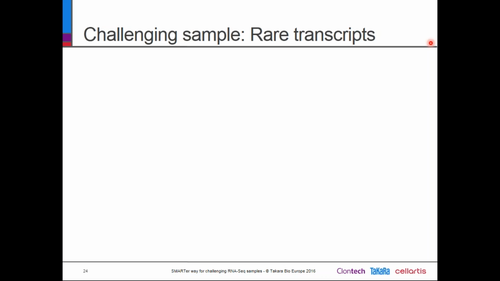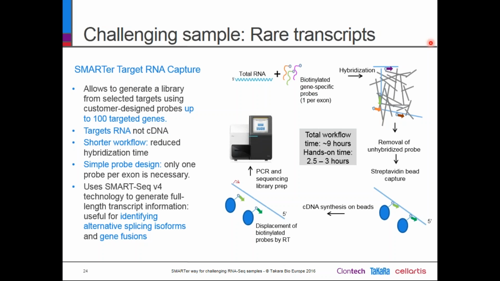So this means you can only do a library on the transcripts of interest. And this is what we propose here with the SMARTer Target RNA Capture. This kit will allow you to generate a library only on the genes of your interest, and it will be you, the researcher, that will decide which are the genes I am interested in, and you will design the probes to capture these genes, and you will be able with this kit to pull down the RNA of interest and not the cDNA as is done in other enrichment methods. So you will capture your RNAs of interest, and then using SMART-Seq v4 technology, you will be able to get the full-length transcript information and prepare a library only from these transcripts of interest.